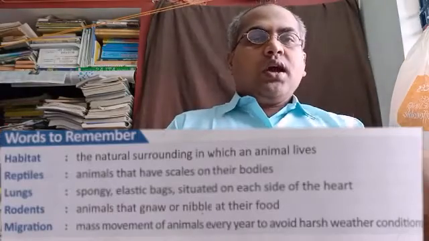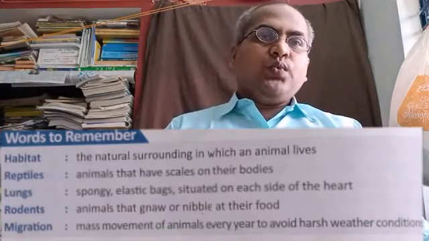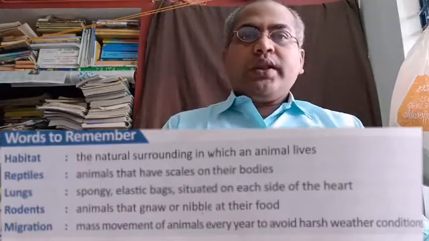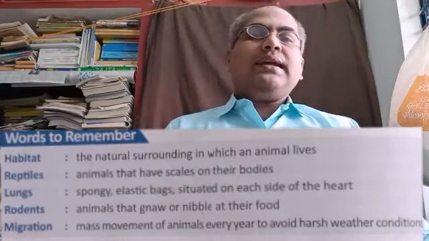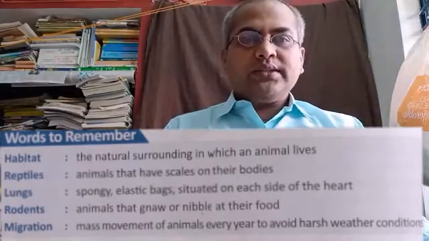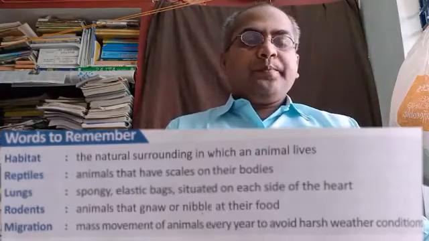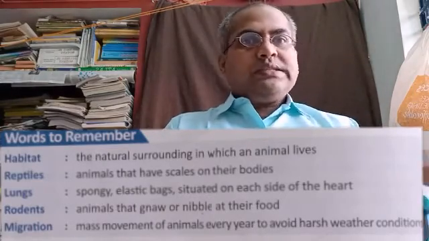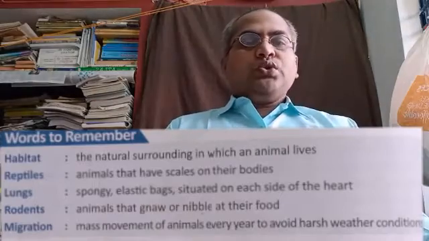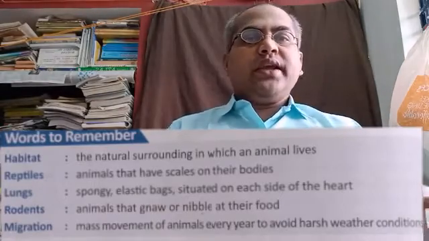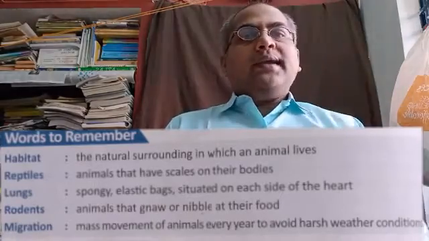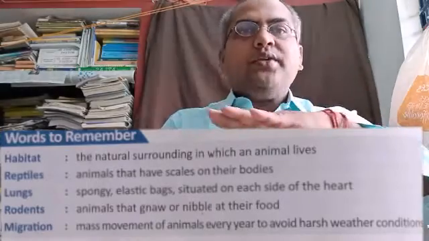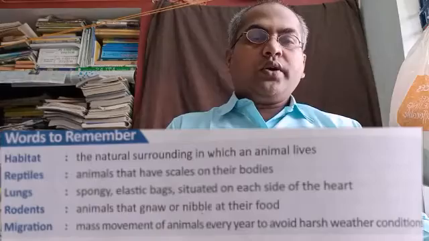Okay, class. Now comes the next word, that is reptiles. So reptiles means animals that have scales on their bodies and they crawl on the ground. Means reng kar chalna. So reptiles are the animals that crawl on the ground and they have scales or plates on the downside of their body.